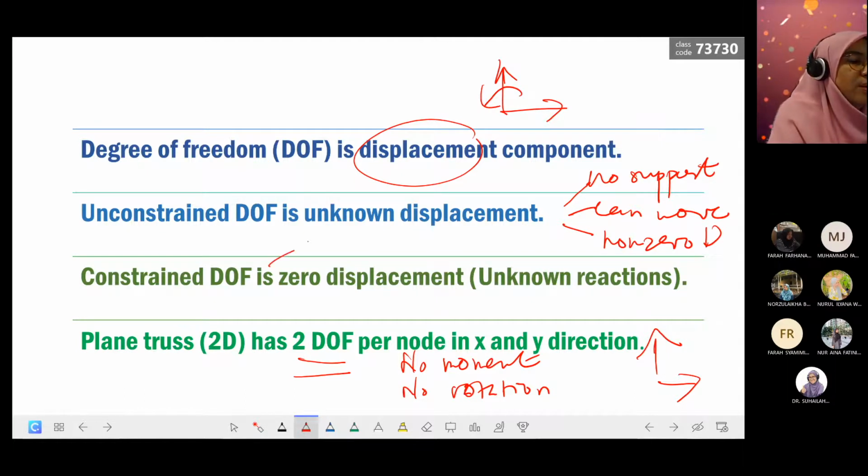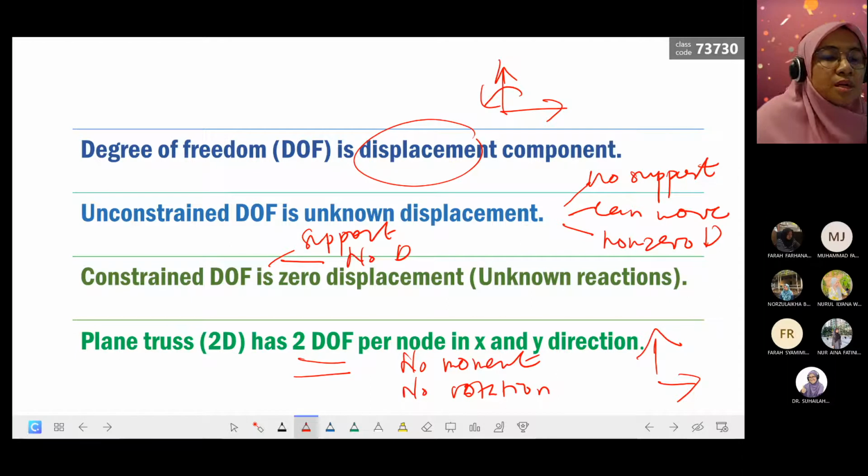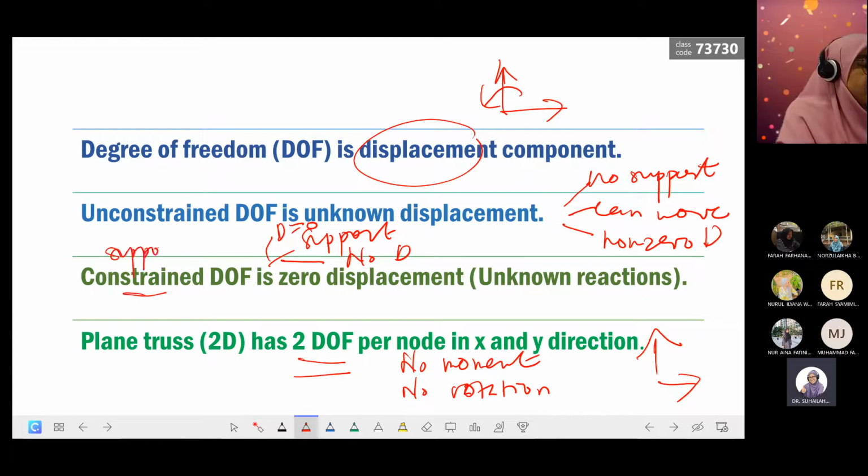Constraint means support. Have support. At support, no displacement. At support means no displacement, or at support displacement is equal to 0. The definition of constraint means support. Cannot move.